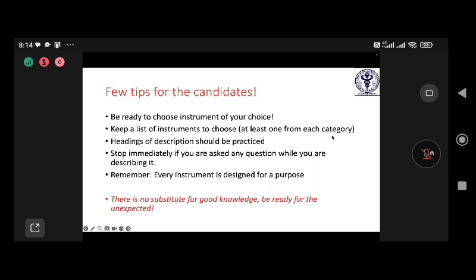Now I'll stop here and bring you to the broad discussion part again, just to give you a few tips, because there is no end to the list of instruments, but what applies is the basic pattern of the description. So many times you will be asked why you chose a particular instrument, so be ready for that.